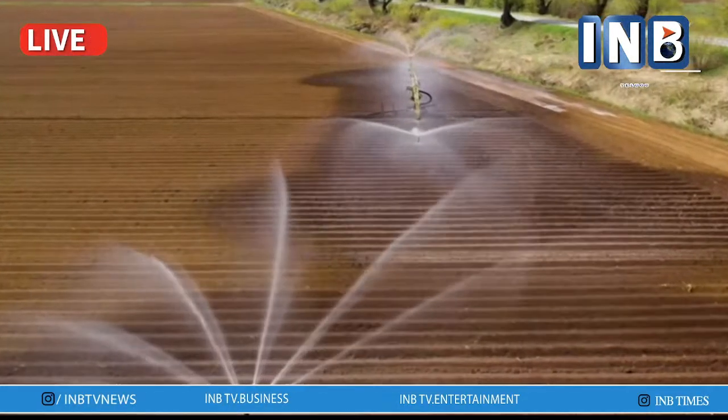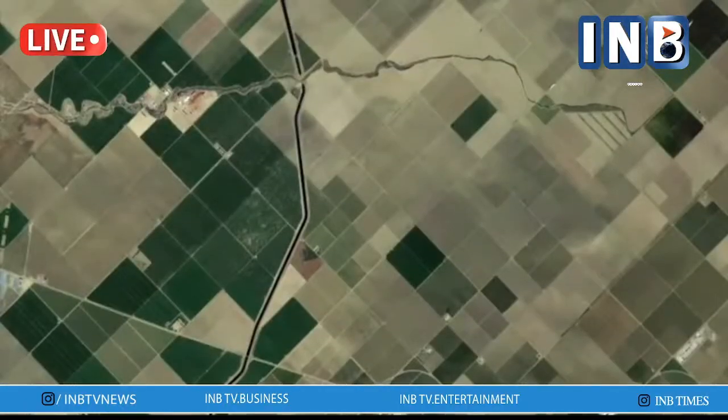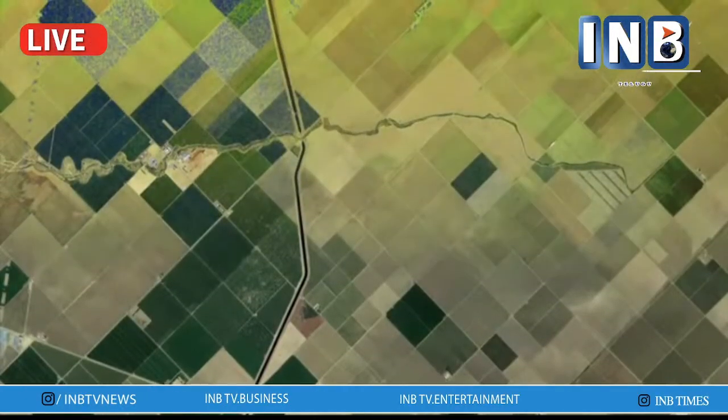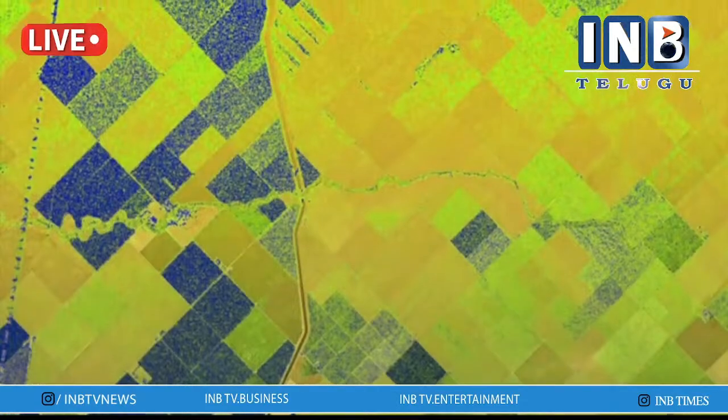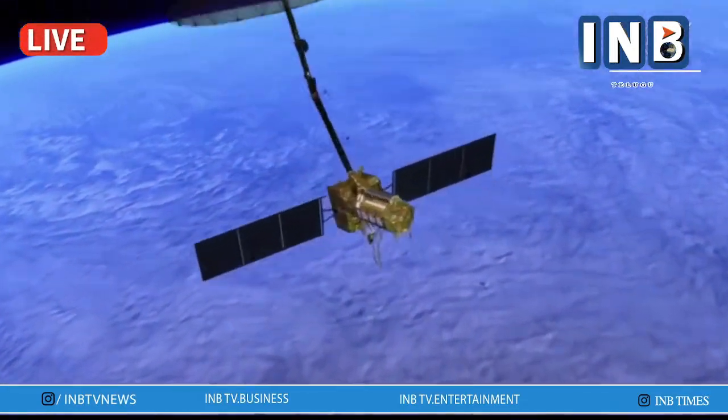The current land surface models can't really quantify irrigation, so NISAR is going to now help understand how much water is actually being used to grow a crop, which will help us save water, so that's kind of a big deal.